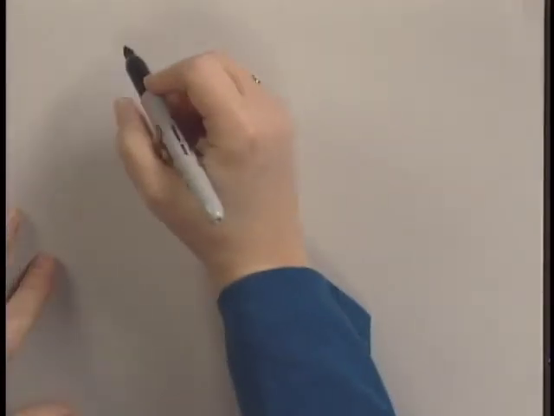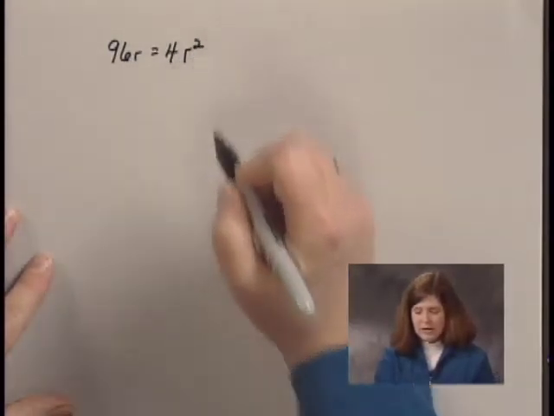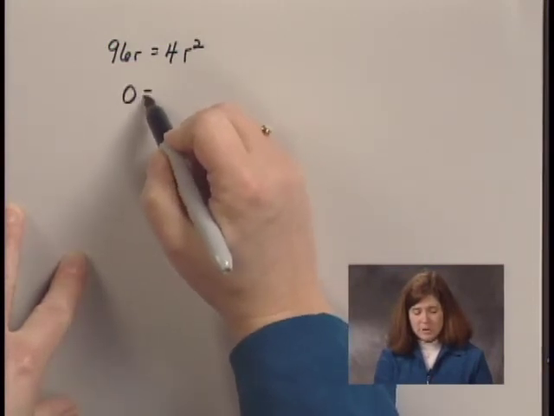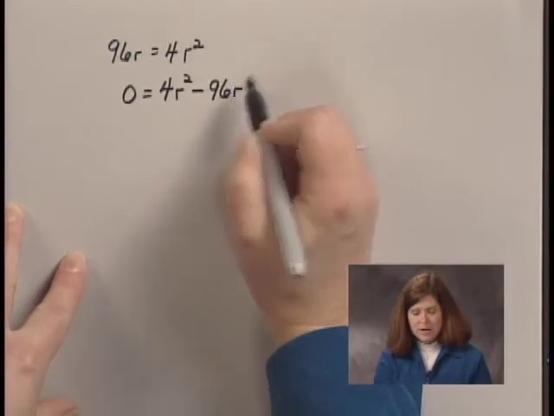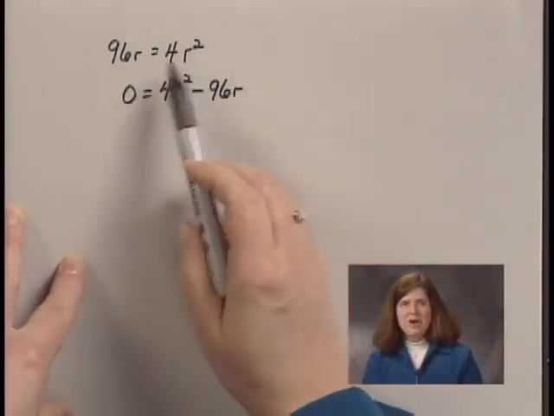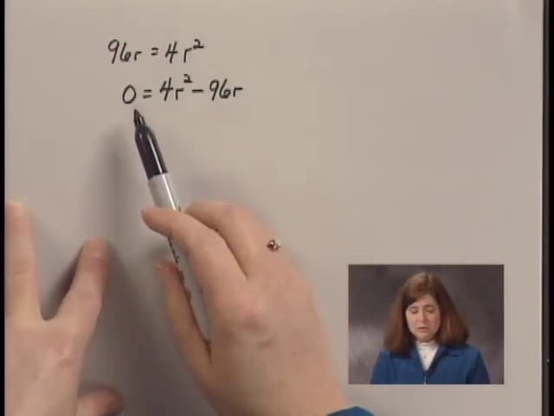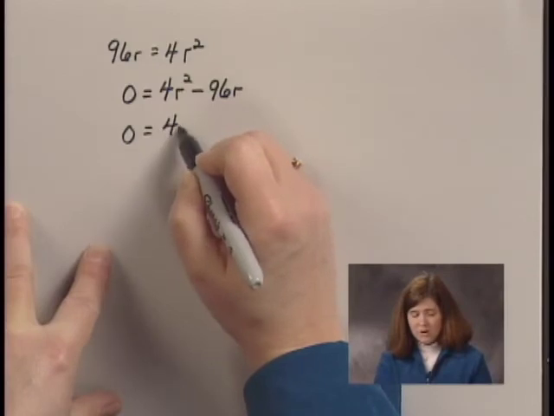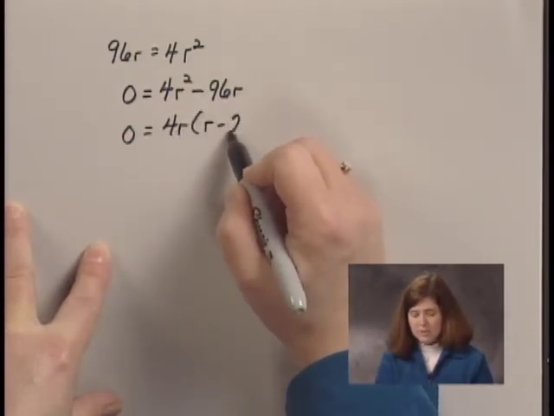Now to solve 96r equals 4r squared, I'll subtract 96r on both sides, which gives me 0 equals 4r squared minus 96r. Notice that I don't try to divide by r here. Since it's a quadratic equation, I want to get a 0 on one side, and then I can factor. And I factor out a 4r, and I get 4r times r minus 24.